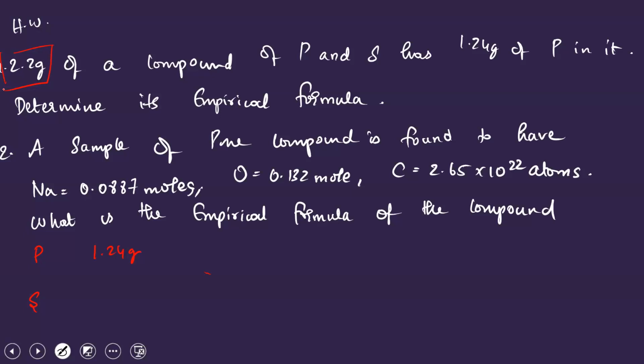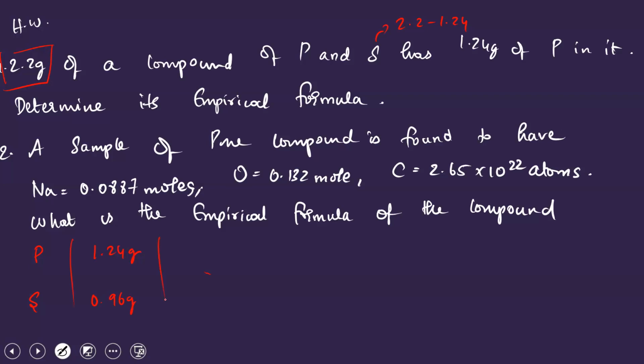The compound contains only 2 elements, which is phosphorus and sulfur. We have given you the mass of phosphorus, so now it is easy for you to find out the mass of sulfur. For phosphorus, it is 1.24. So sulfur will be 2.2 minus 1.24, which is 0.96. So 0.96 grams.